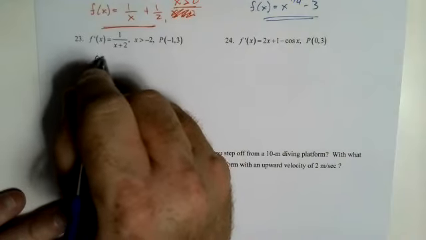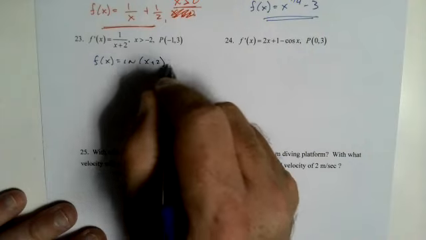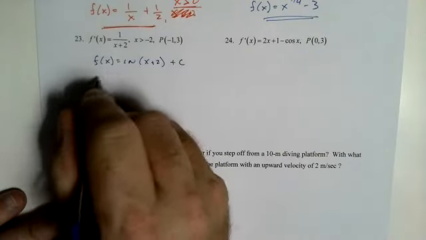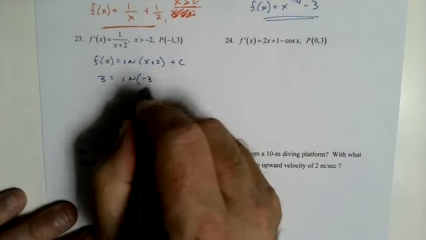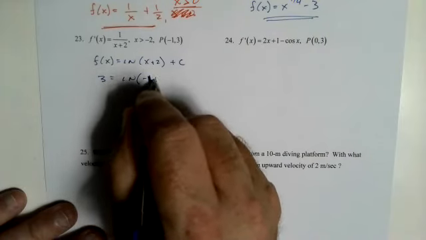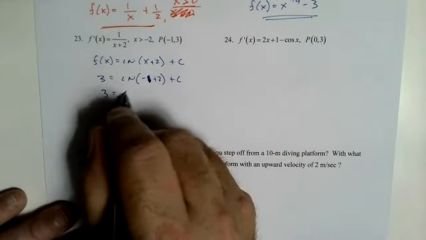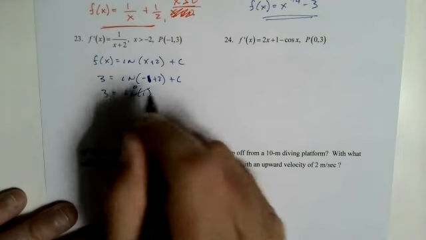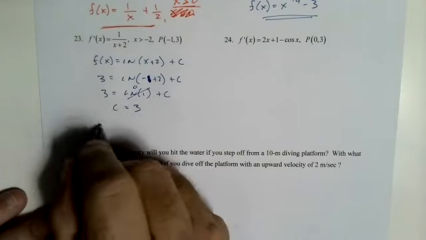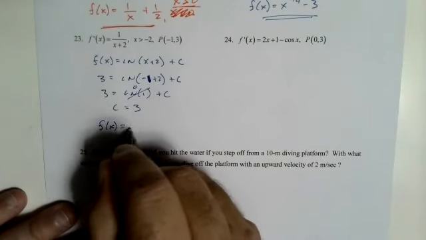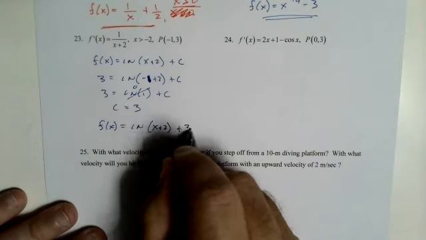F of x equals natural log of x plus 2 plus some c. 3 equals natural log of negative 1 plus 2 plus c. 3 equals natural log of 1, which is 0. C equals 3. F of x equals natural log x plus 2 plus 3.